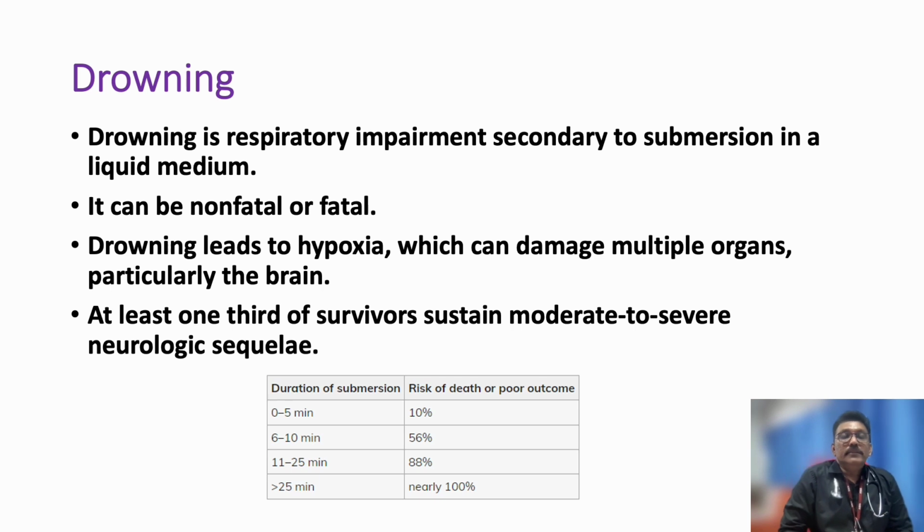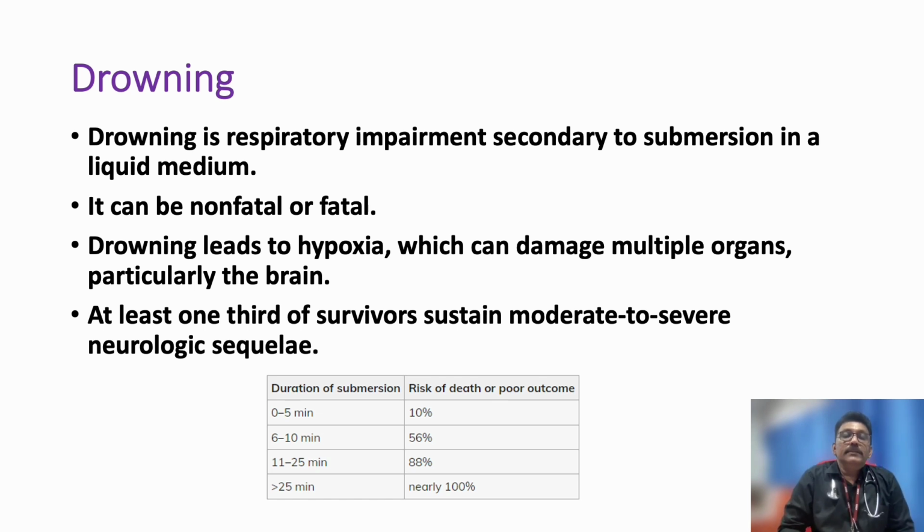So, drowning is traditionally defined as respiratory impairment secondary to submersion in a liquid medium. It can be non-fatal or fatal. Non-fatal was previously known as near drowning. Drowning leads to hypoxemia. That hypoxemia can lead to hypoxic injuries in various organs in our body, and it can even produce permanent damage to the brain and lead to vegetative states. At least one third of the survivors sustain moderate to severe neurological sequelae.